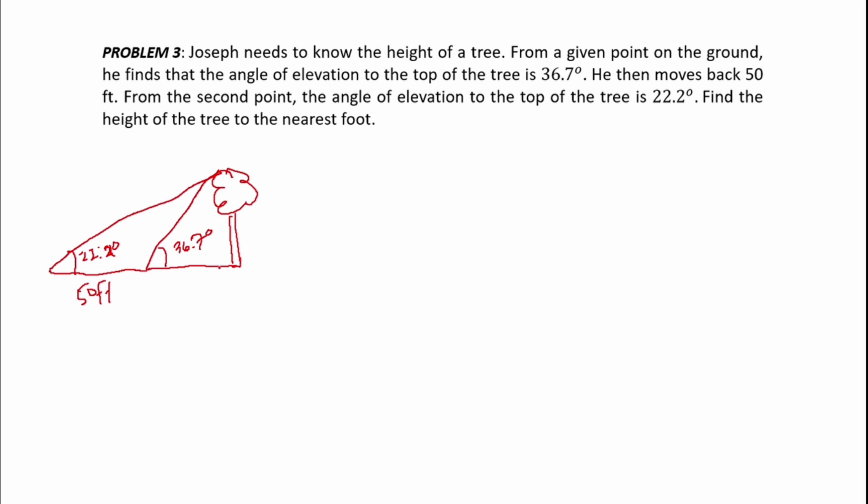So therefore, find the height of the tree to the nearest foot. So this is our height of the tree. In solving this one, we have to equate two equations. So let us have first x, and the angle from here is 22.2 degrees, and this part is 36.7 degrees.